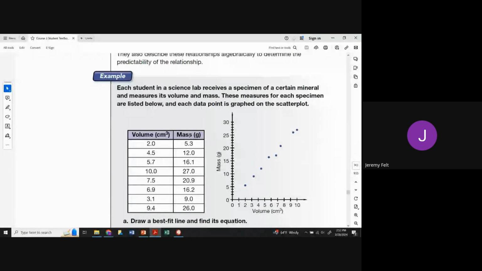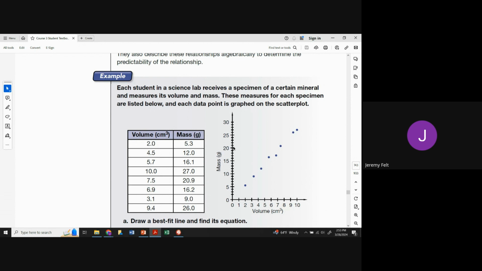So if we look here, each student in a science lab receives a specimen of a certain mineral and measures its volume and mass. These measures for each specimen are listed below, and each data point is graphed on the scatter plot. So the volume in cubic centimeters, and then we have the mass in grams. We have it plotted here, and it looks like the greater the volume, the greater the mass. It's going up.